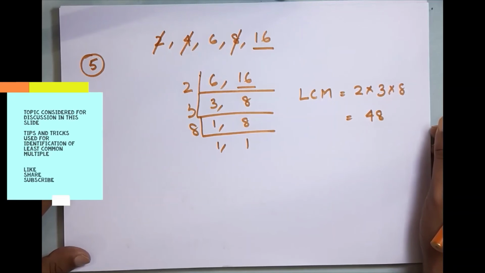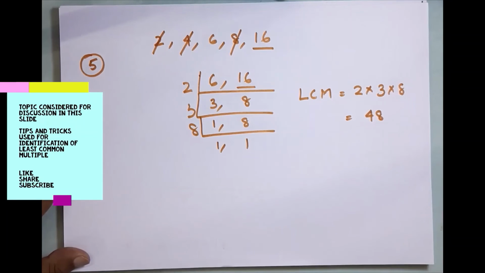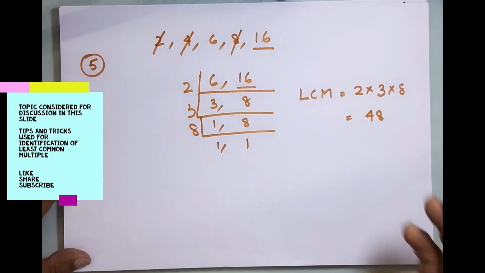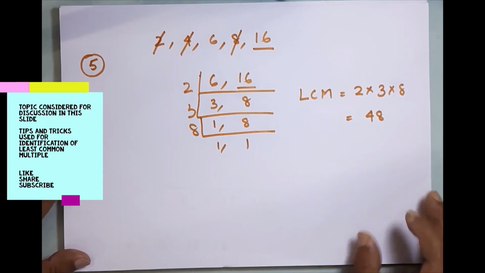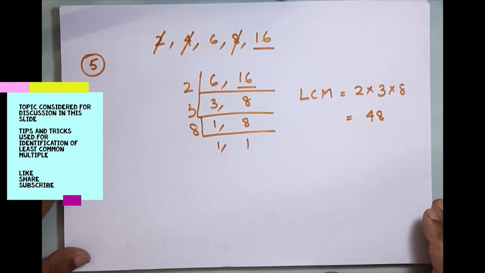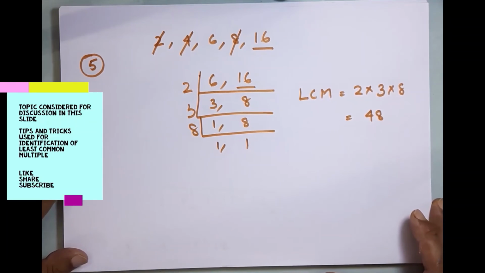This is the last one for today's discussion. So obviously if we identify two numbers that are not exactly divisible but have common factors, we do the LCM for the remaining numbers and easily identify it, rather than carrying out LCM for all the numbers given in the series.